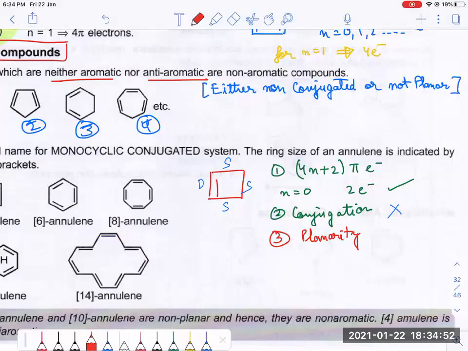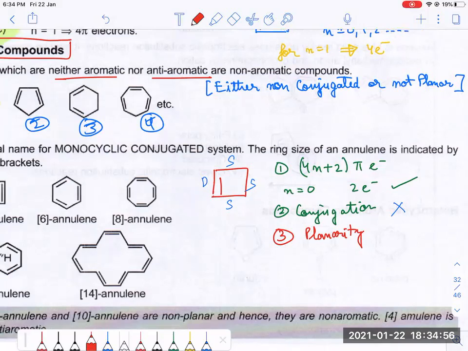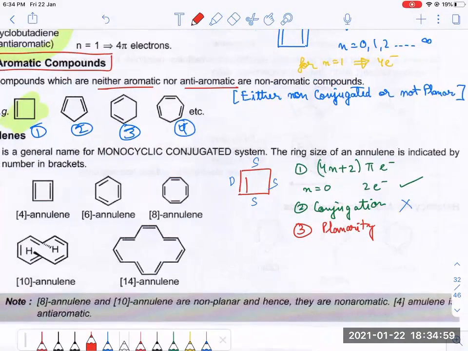Hybridization is sp. I mean, there are 4 carbon atoms. Let me mark it for you. First, second, third, fourth. Please tell me the hybridization of all the 4 carbon atoms.